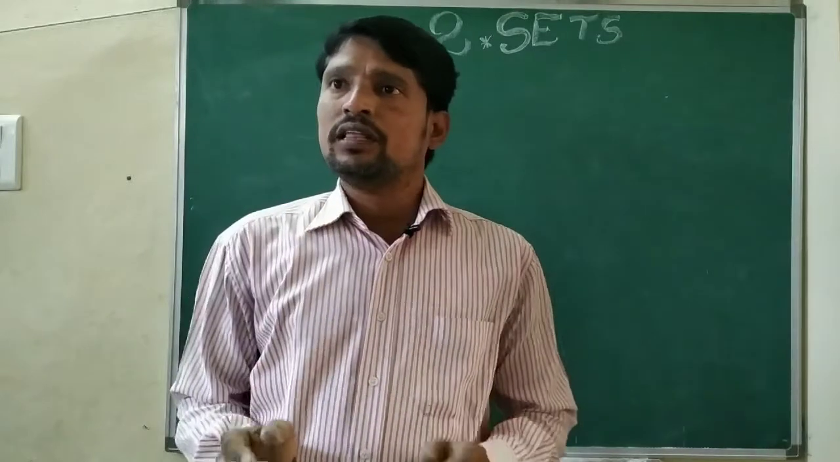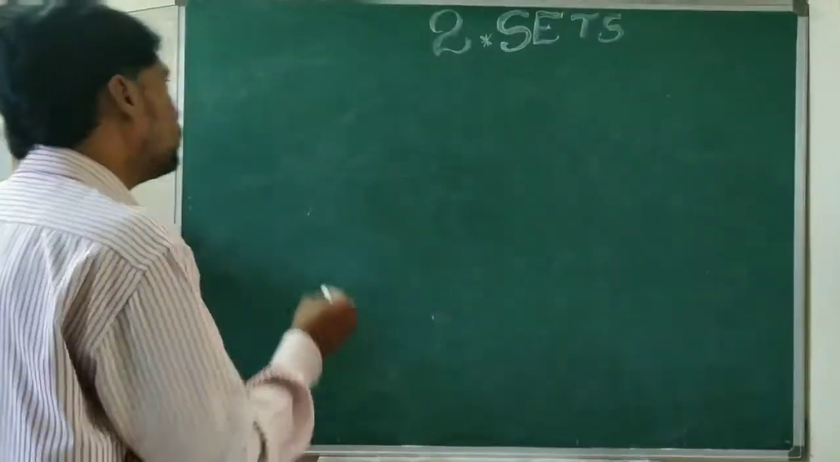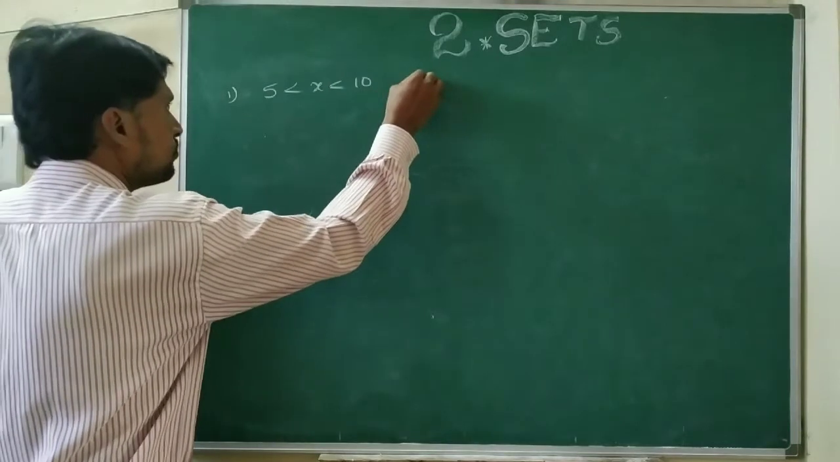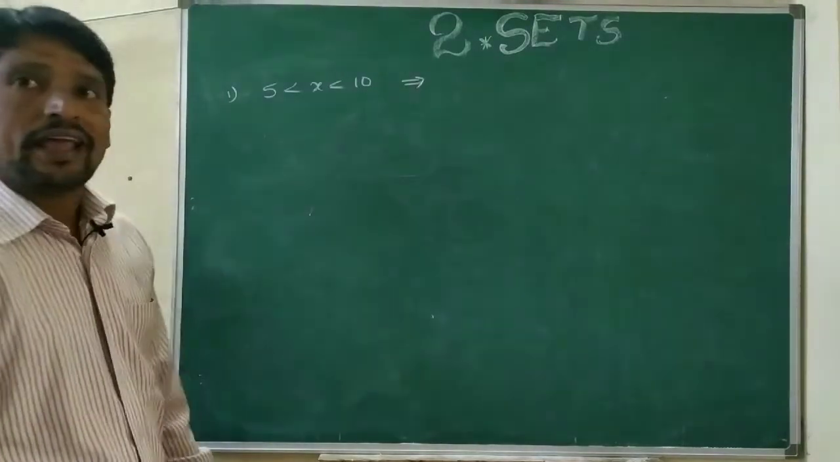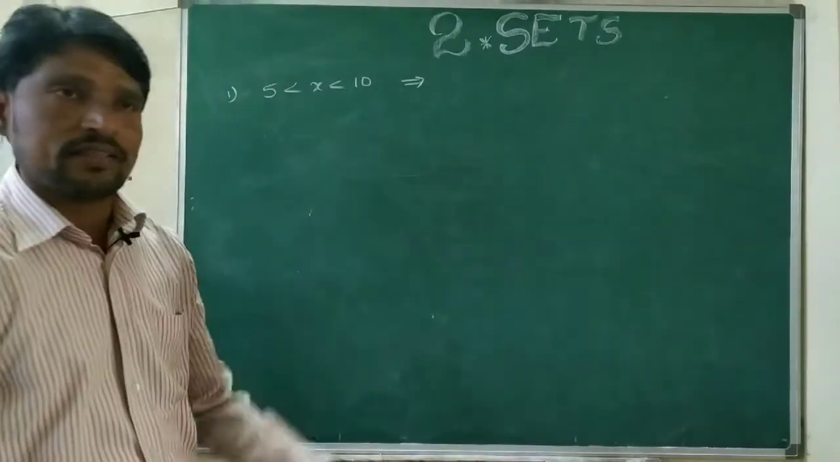How to take the values between? When to take the values between? Listen, one example. 5 less than x less than 10. What is the meaning of 5 less than x less than 10?